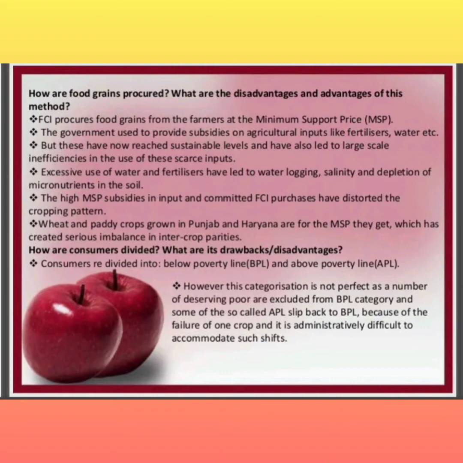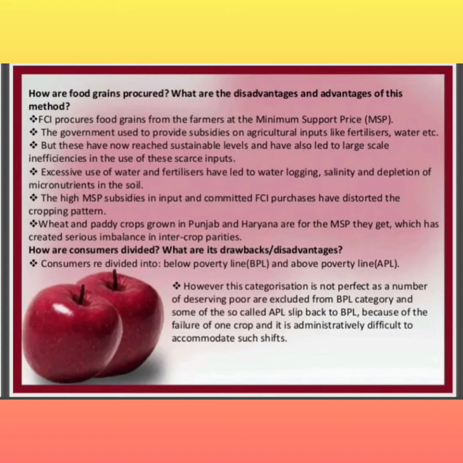After that, FCI also procures the food grains from the farmers at the minimum support price. But these have now reached unsustainable levels and have also led to large scale inefficiencies in the use of these scarce inputs. There is excessive use of water and fertilizers. The disadvantage of excessive use of water and fertilizers is that there is waterlogging, there is salinity, and also there is depletion of the micronutrients in the soil, and the soil quality is degrading or decreasing.